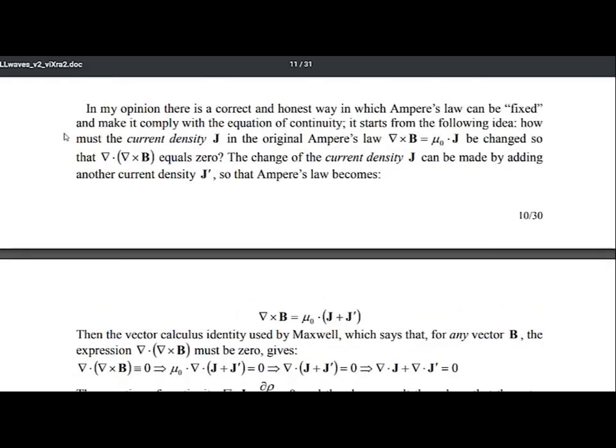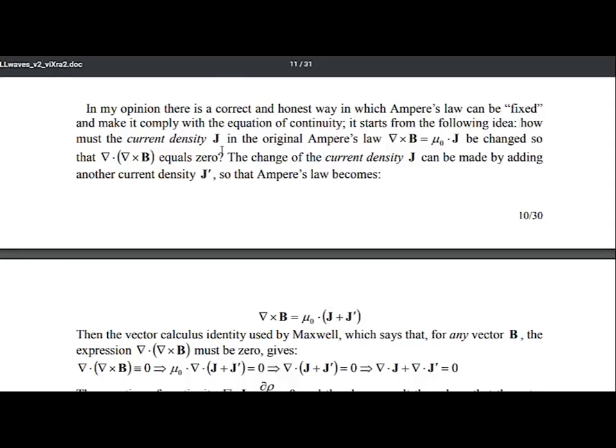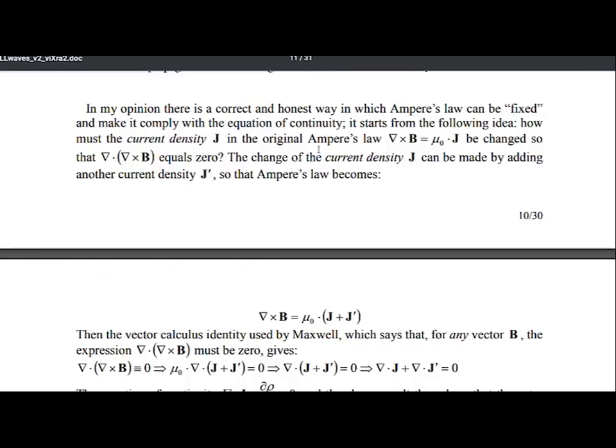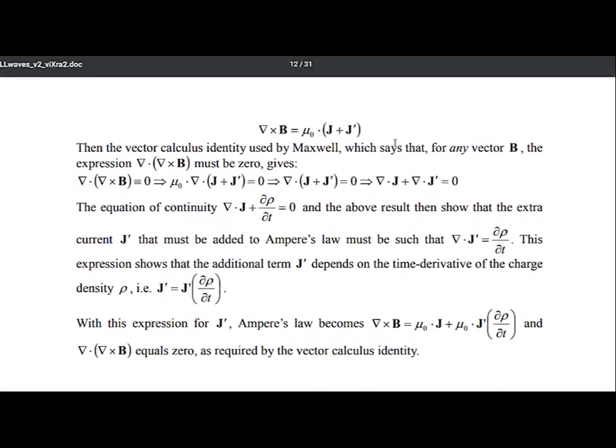In my opinion, there is a correct and honest way in which Ampere's law can be fixed and made to comply with the equation of continuity. It starts from the following idea. How must current density in the original Ampere's law be changed so that the divergence of the curl equation is equal to zero? The change of current density can be made by adding another current density, so that Ampere's law becomes the following.